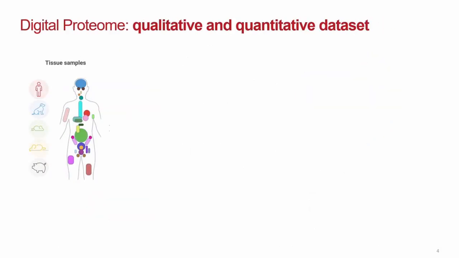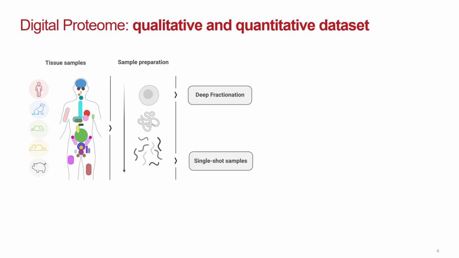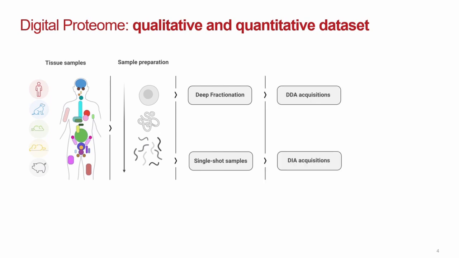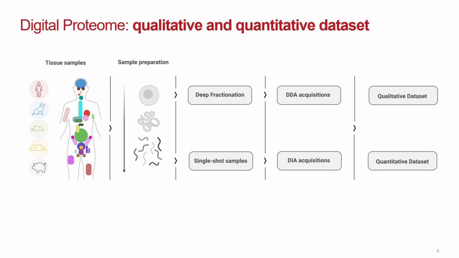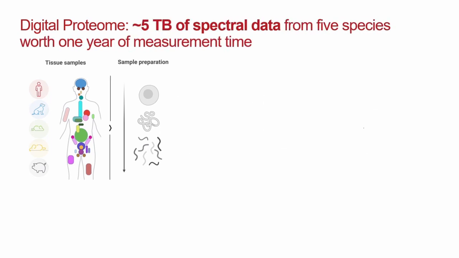We selected 5 species: human, mouse, rat, dog, and mini pig, and selected about 25 tissues per species. We then did a bottom-up proteomic sample preparation and went into 2 directions. One direction was doing deep fractionation and the other one was doing single-shot sample measurements. With the deep fractionated samples, we did DDA acquisitions in order to get a qualitative data set, whereas the single-shot samples were measured with a DIA method in order to generate a quantitative data set. But now let's start with the qualitative data set first.